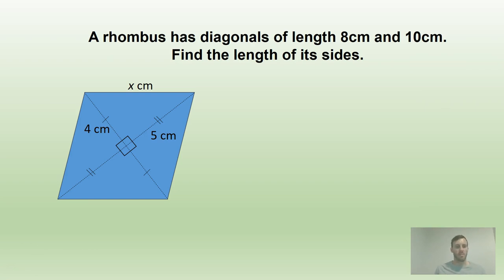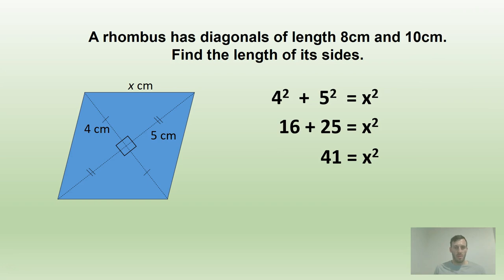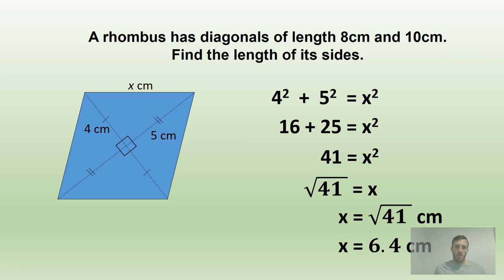Now we have enough information to find the length of the side. We write 4 squared plus 5 squared equals x squared. In this case, the length of the side is the hypotenuse of the triangles. So we get 16 plus 25 equals x squared. We get 41 equals x squared. Then x equals root 41. So again, x equals square root of 41 centimeters. Therefore x equals 6.4 centimeters. So the sides are the square root of 41 centimeters.